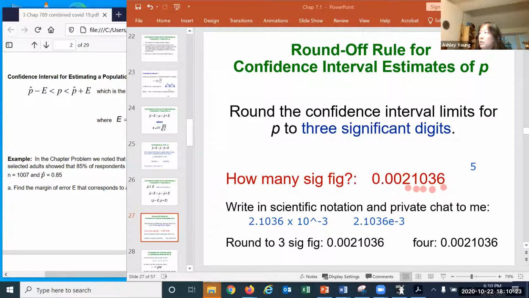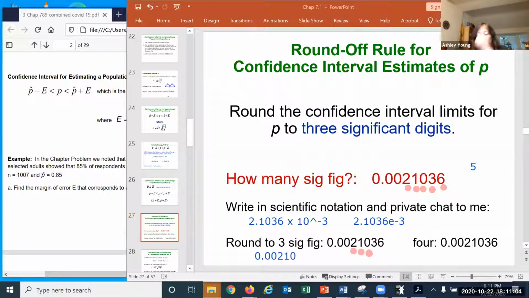So 3 sig figs means that I am going to go to the first non-zero and start counting from there. So here's my first non-zero, 2. Start counting from there. 1, 2, 3. I'm going to stop there. Look at the next number. If it's 5 or more, you round up. If it's not 5 or more, you round down. So is the next one 5 or more? Is it 5 or more, guys? What do you think? Yes or no? No, so I'm going to round down. 0.00210. That is it.